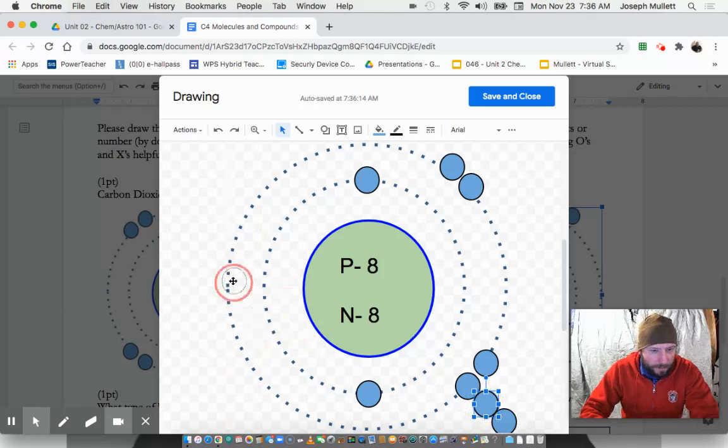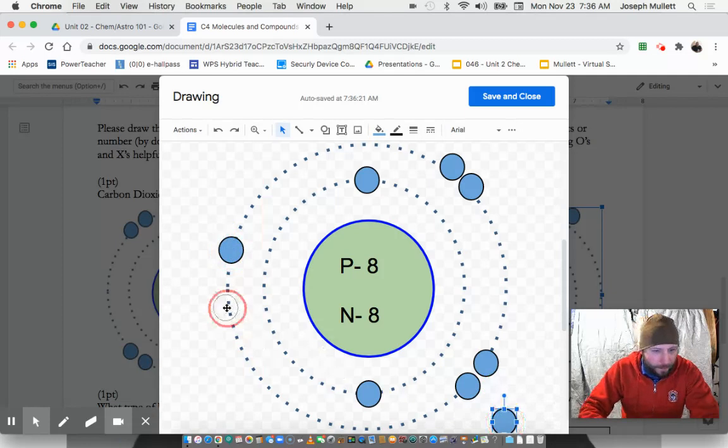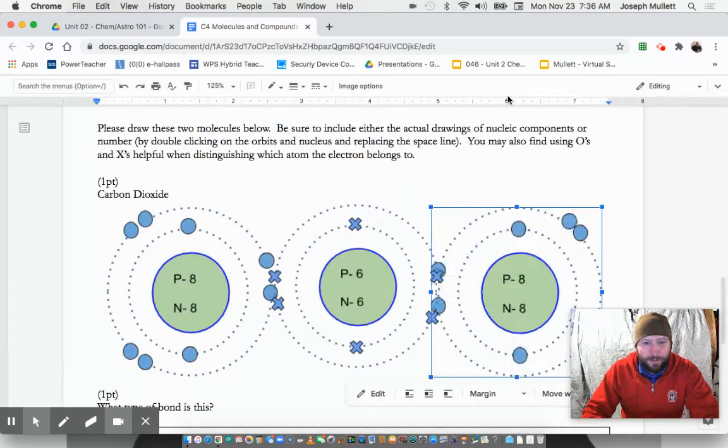Now I'm trying to remember. I think I wanted them up higher. And one down here. And I think I should be able to hit save and close. And they should be close enough. Should be close enough. Oh, nice. Came up perfect. Look at that.